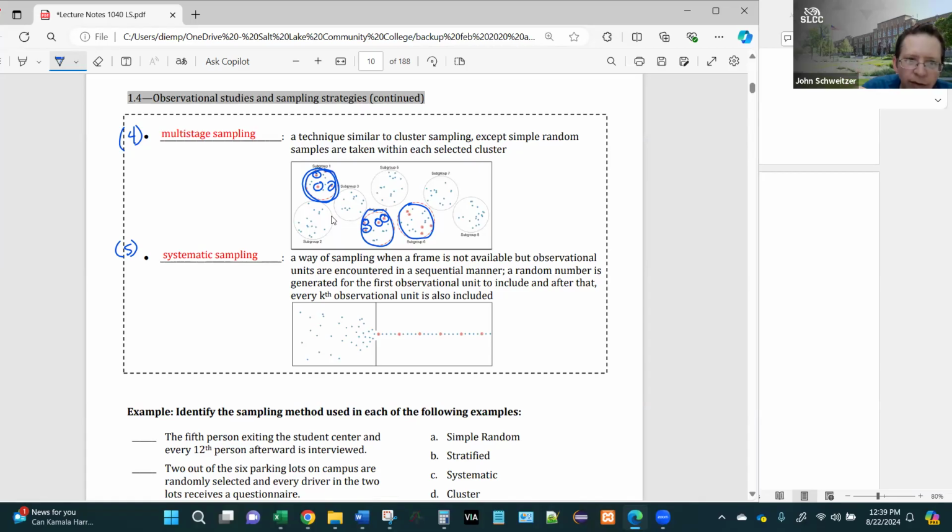They use a lot of these multi-stage sampling techniques because it's such a large population. All right. And then the final sampling technique is the systematic sample.